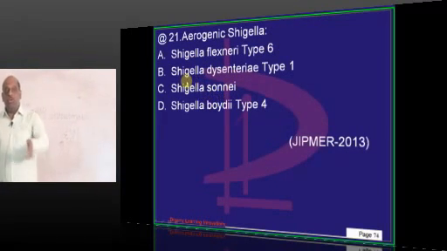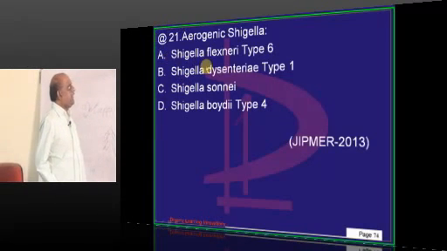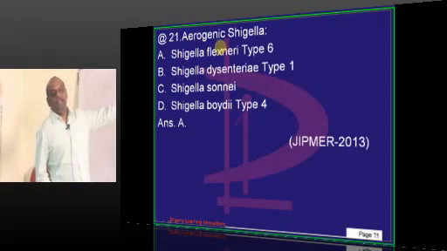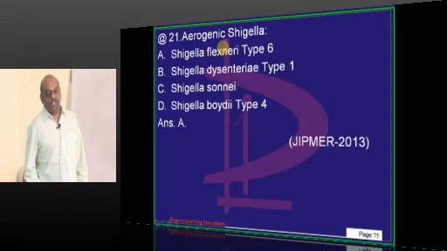What is aerogenic Shigella? Burping Shigella. Typically Shigella flexneri type 6. There is one more disgusting question like this. In pneumococcus, which type is the most dangerous type? Type 1, 2, 3, or what?